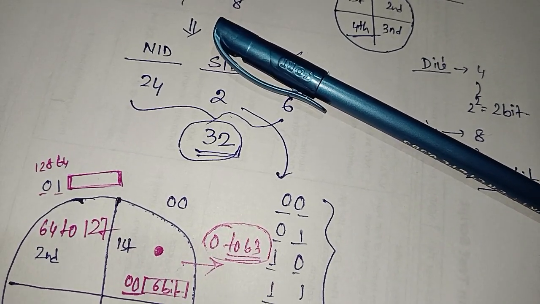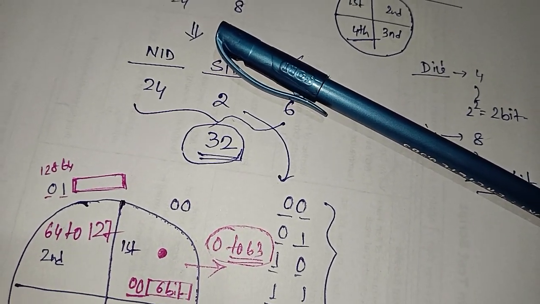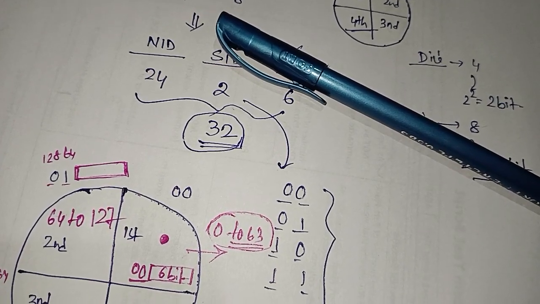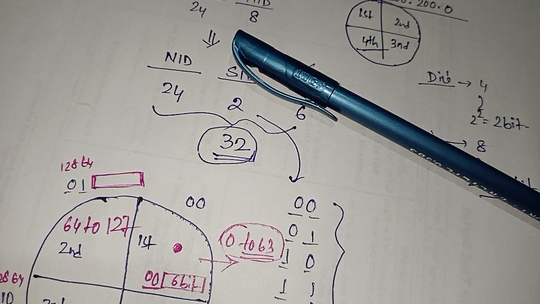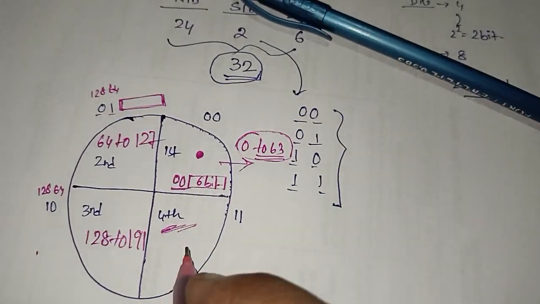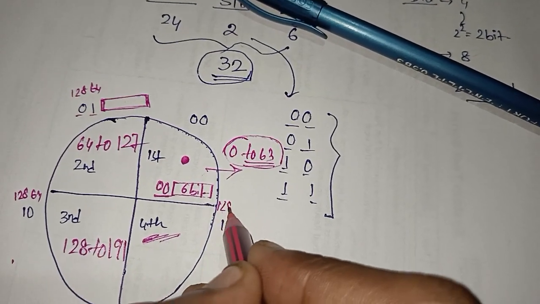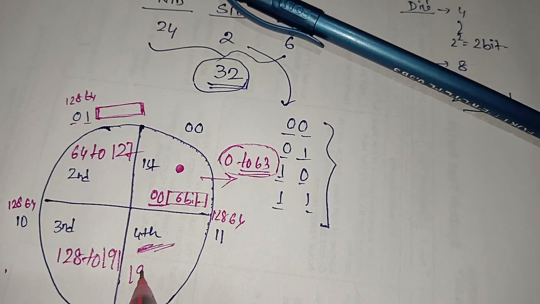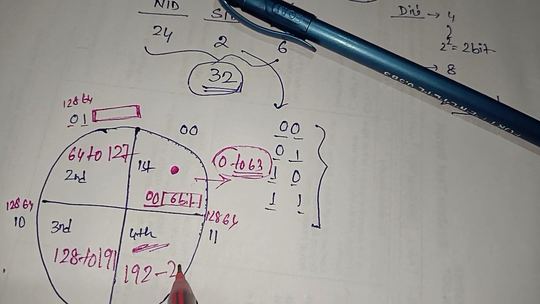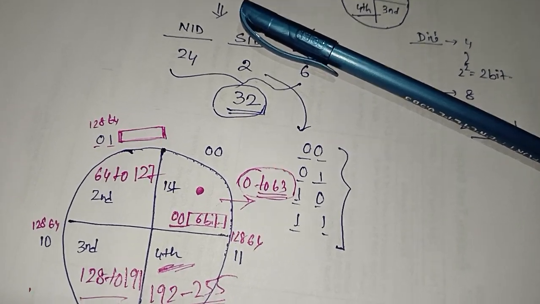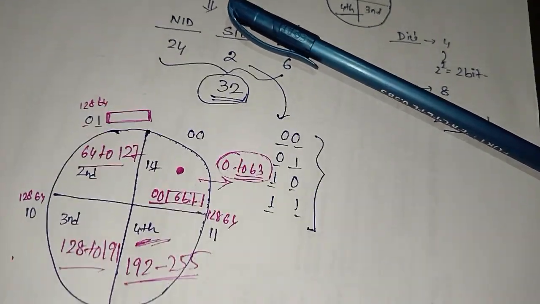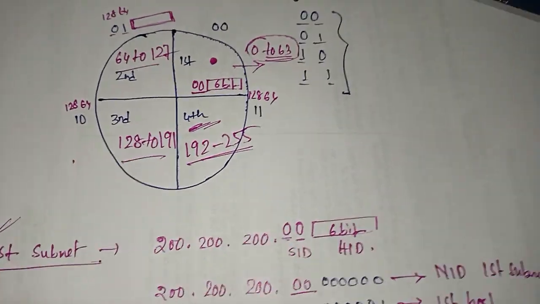Then for the third subnet, with bits 1 0, this is 128, so 128 to 191, and the last subnet range is between 192 to 255. So these are the ranges of each of the subnets.